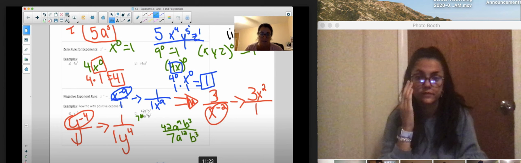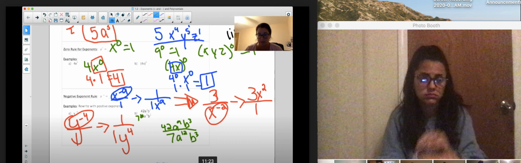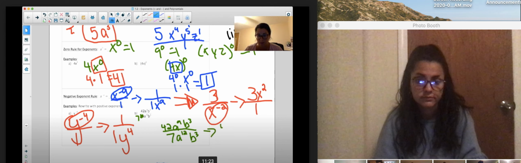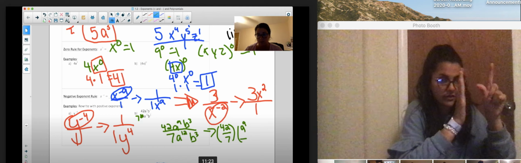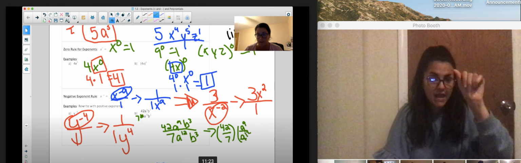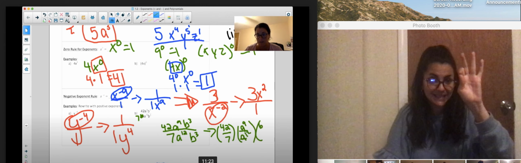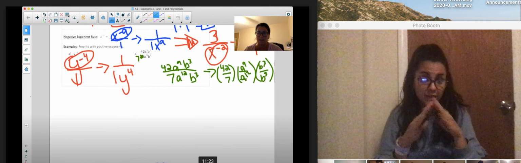Okay, so we're going to have 42 divided by 7. Let's separate each piece. We're going to have 42 over 7, a to the 9th over a to the 12th, and lastly b to the 3rd over b to the 3rd. So our first step is we're going to divide. So 42 divided by 7 is going to give us 6.